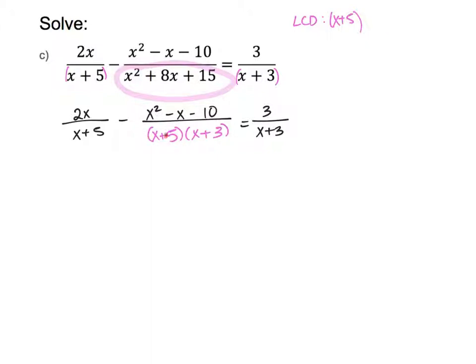This one already has an x plus 5, so I don't need a second one. This one has an x plus 3, so I need an x plus 3. And this one has an x plus 3, but I already have that. So I don't need another copy.